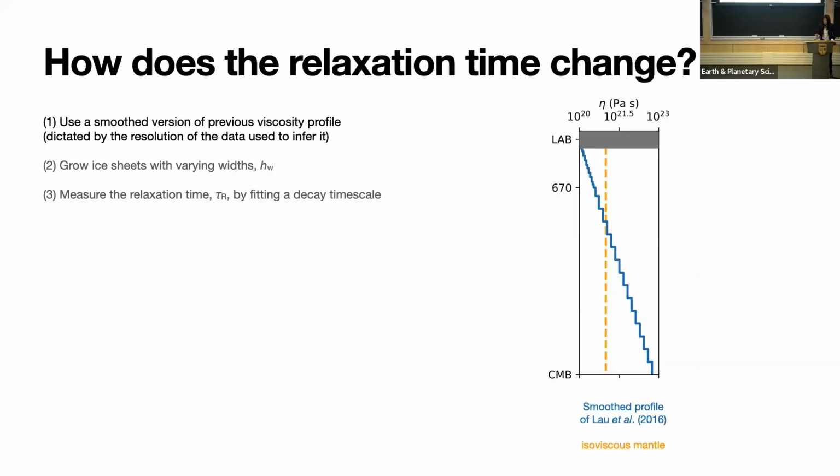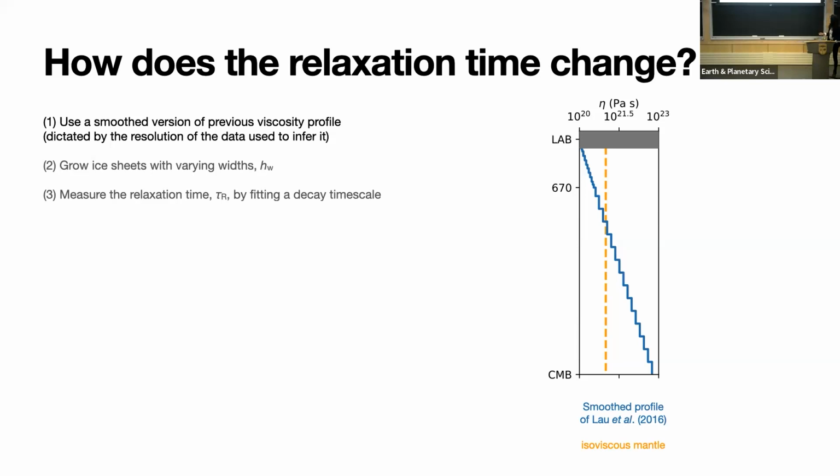And so given that convergence, what we'd like to ask here is, how does that relaxation timescale we've been talking about then change if we no longer are thinking about the mantle as an isoviscous mantle? And so we're going to do some very simple experiments to calculate this.